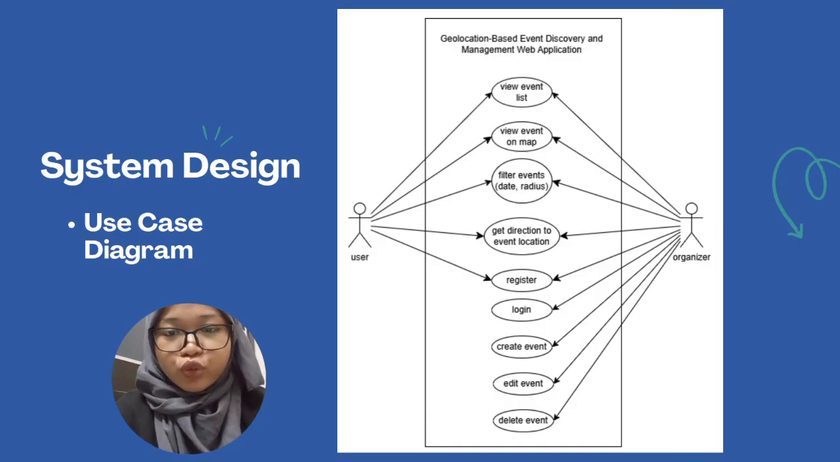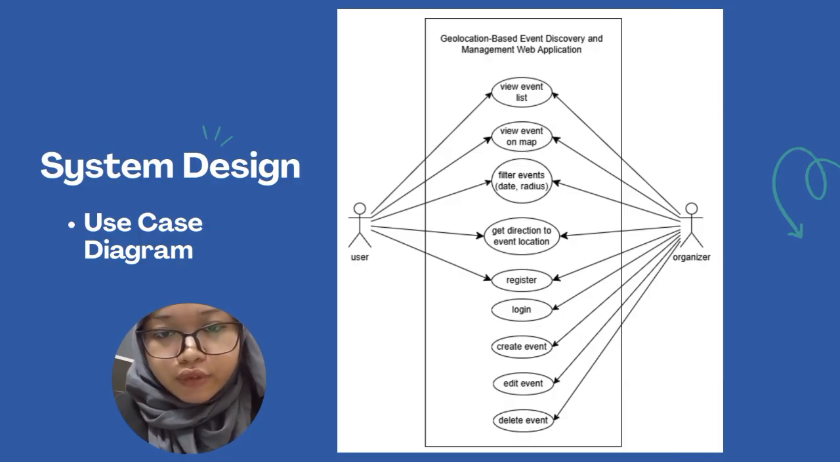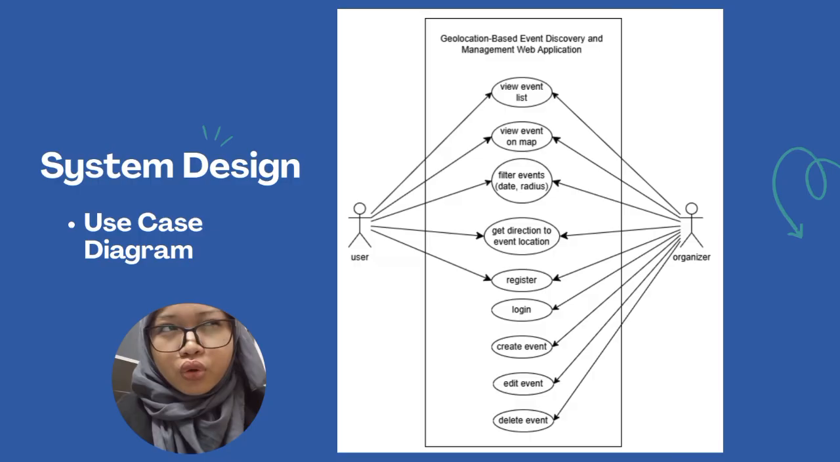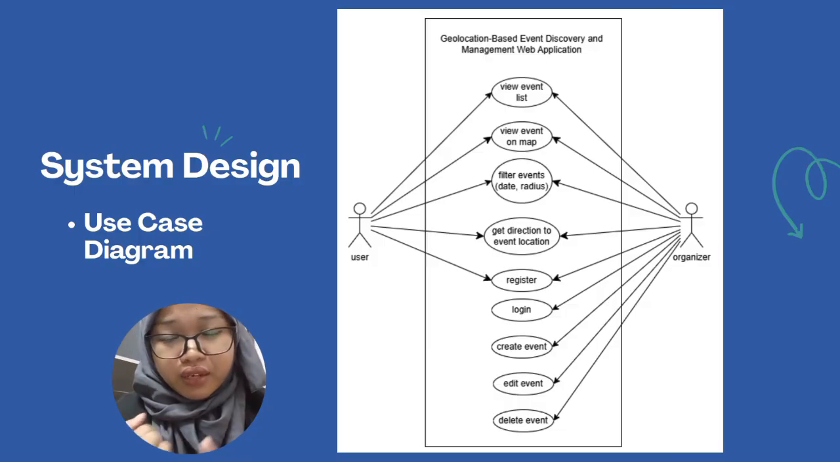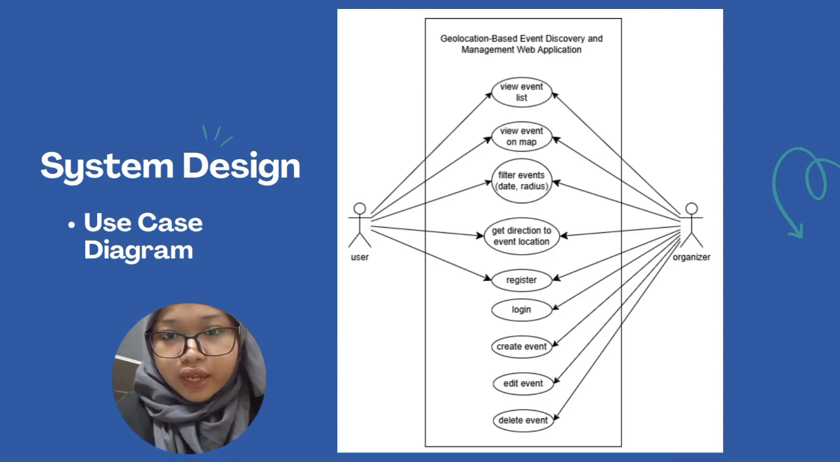This is the use case diagram, which consists of two entities, user and organizer. Both organizer and user can view the event list. They can also view events on the map. They can use the event filter, which is the date filter and radius filter. Both can get directions to the event venue from the event list and the event pop-up on the map. They also can register their account.